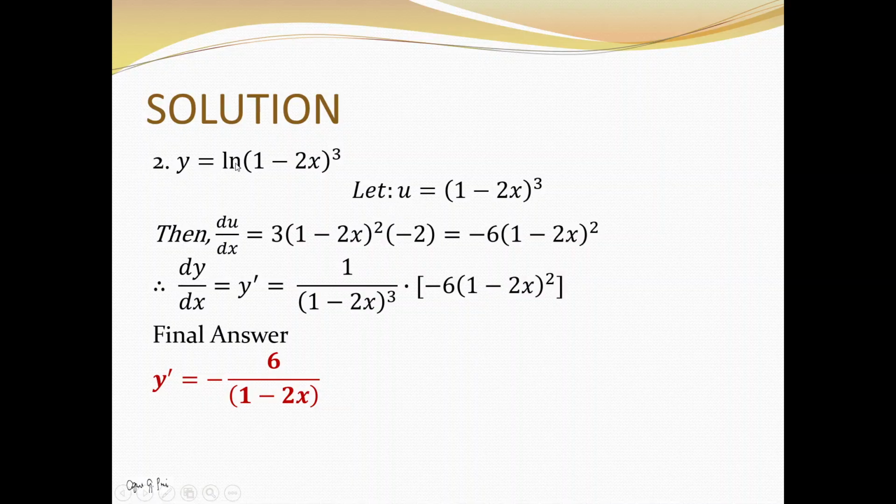Now, by means of the power rule, we can bring down the exponent, which is 3, and then the power is now 3 minus 1, which is raised to 2. And then we multiply by the derivative of this quantity, which is negative 2. Then we can multiply the 2 and 3, so we have negative 6 multiplied by the quantity 1 minus 2x raised to the square. So this is our derivative of this u with respect to x.